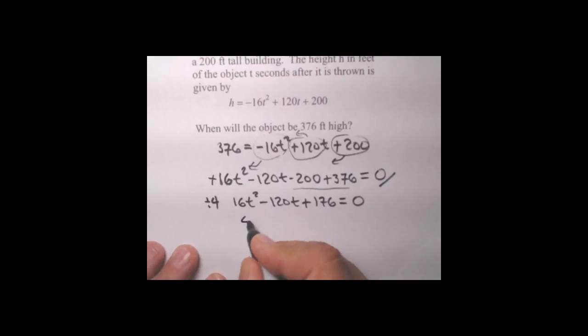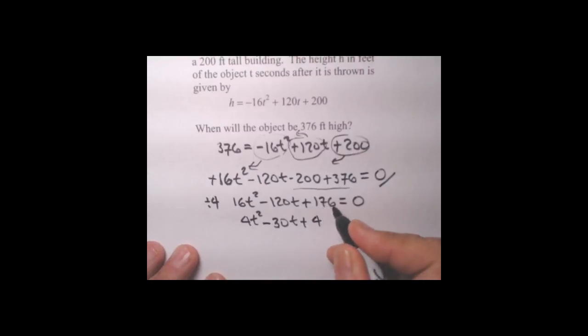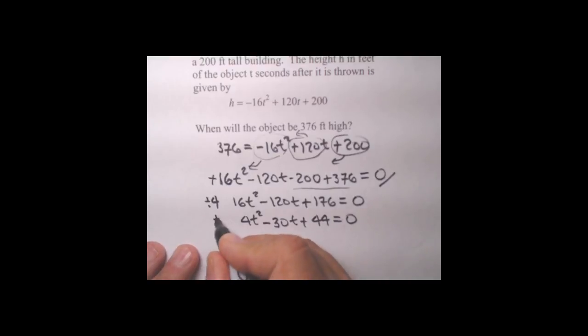16 divided by 4 gives me 4t squared. 120 divided by 4 gives me, I think it's 30, huh? Let's see, the 176, 4 goes into 17 4 times. That leaves a 1, so 6. Looks like it's 44 equals 0. Oh, look at this. The numbers here are still even. I could have divided by an 8, but I didn't see that. But no harm done here.